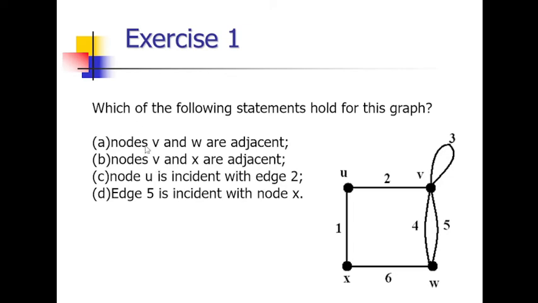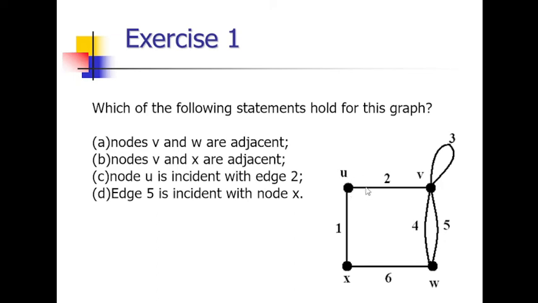Can I say that nodes V and W are adjacent? Nodes V and W are connected to each other, so they are adjacent. Whether V and X are adjacent? No, there is no direct connection, so they cannot be adjacent. What about node U? Node U is incident with edge 2.